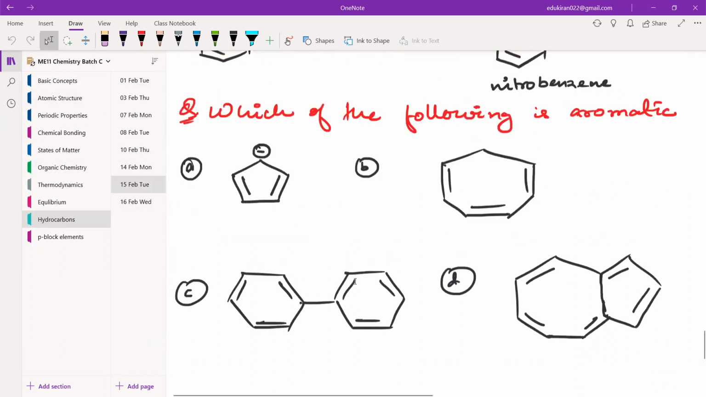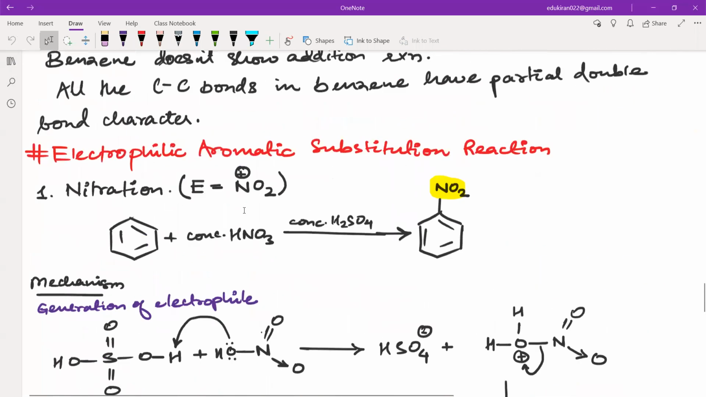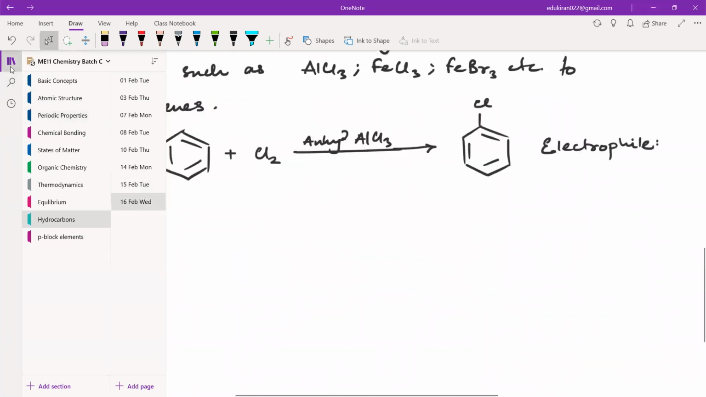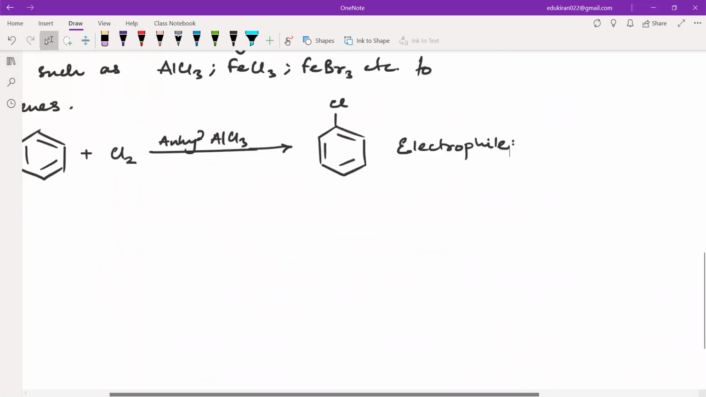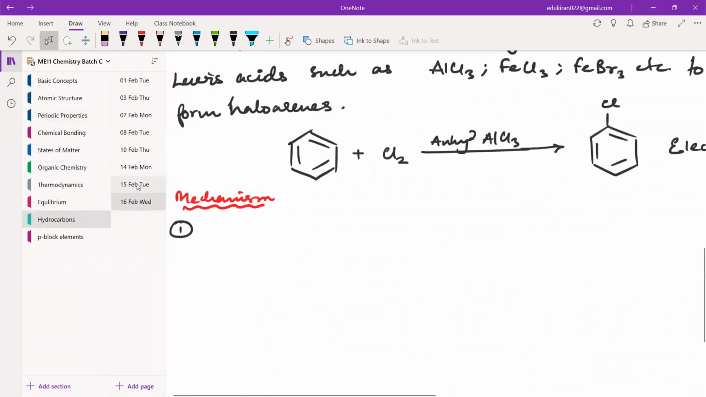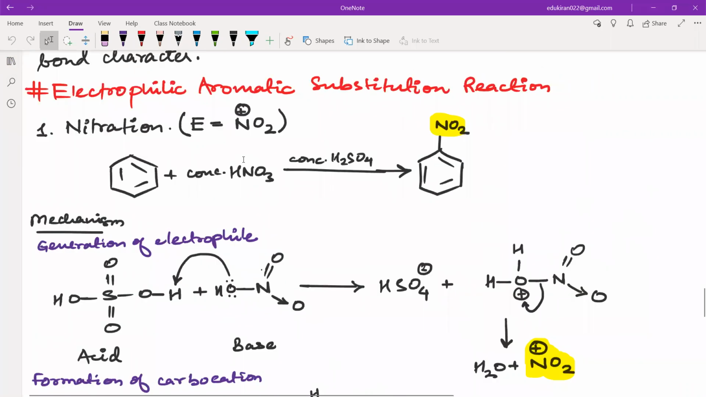So let me just show this. See, what did I say? In nitration, what was the electrophile? NO2 positive. So what will be the electrophile here? Look here. What is the electrophile? The group that is attached. So what is the group attached here? NO2, and we just give a positive charge to that. So NO2 positive, right?